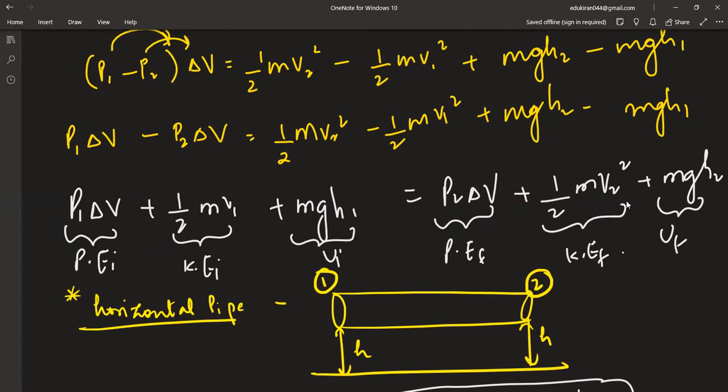This is the final kinetic energy, and mgh2 is the final potential energy. So we have pressure energy plus kinetic energy plus potential energy constant, because whatever is the initial quantity is exactly equal to the final quantity. All these are equal to each other. This is how you can prove Bernoulli's theorem.